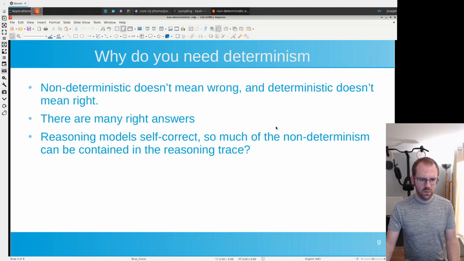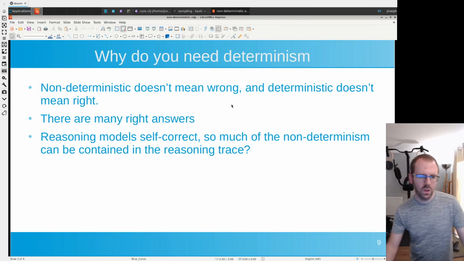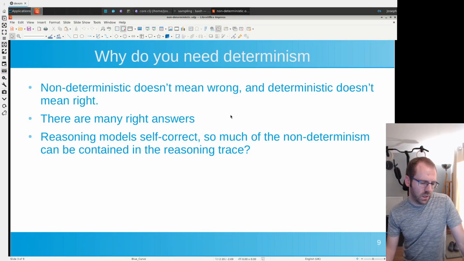Right, what other slides do I have? Why do you need determinism? Right, yes, so the fact that the LLM has a non-deterministic output doesn't mean that the output is wrong, and the fact of it being deterministic doesn't mean that it's right. So in some cases there are infinite right answers.